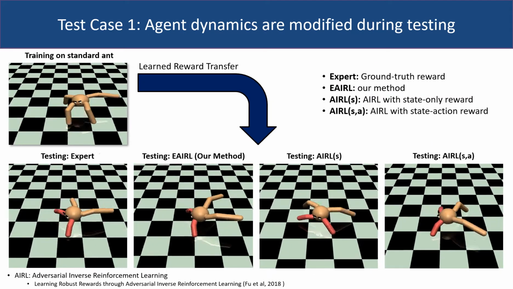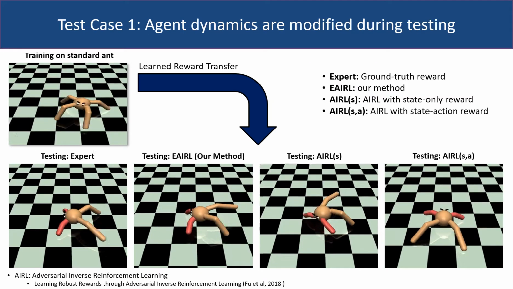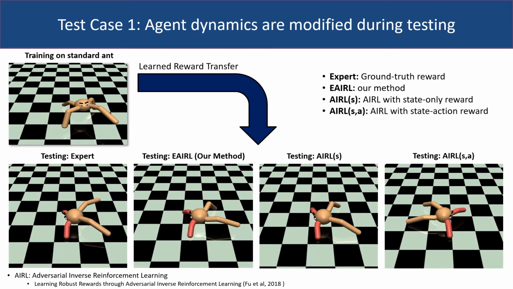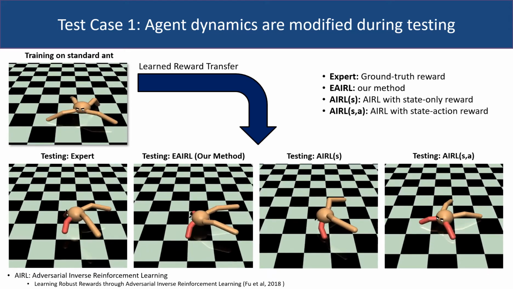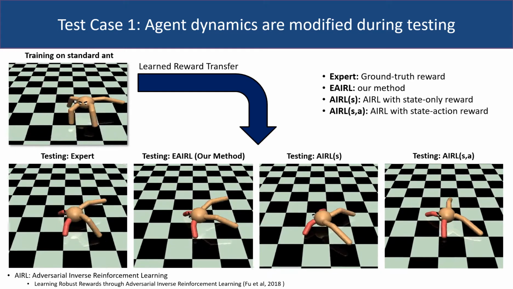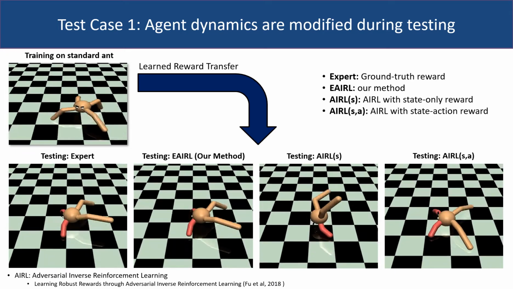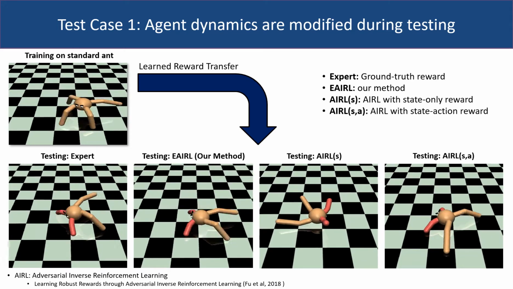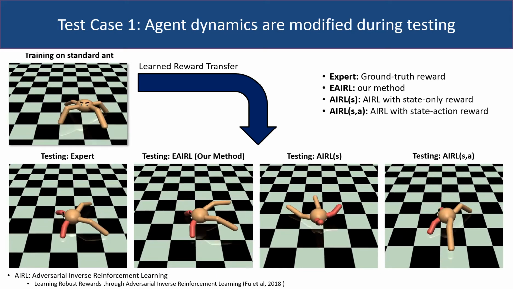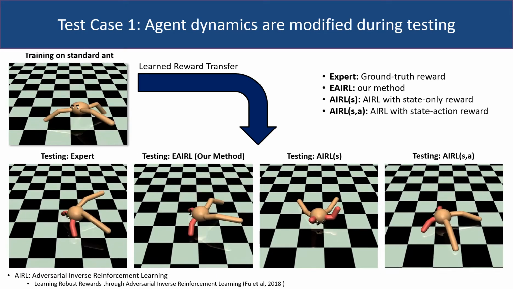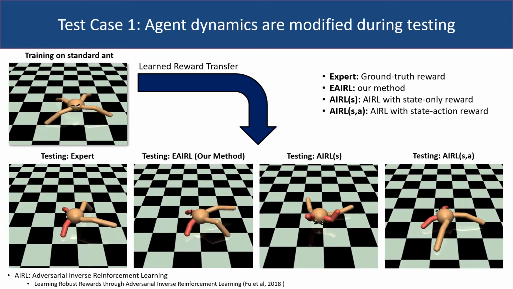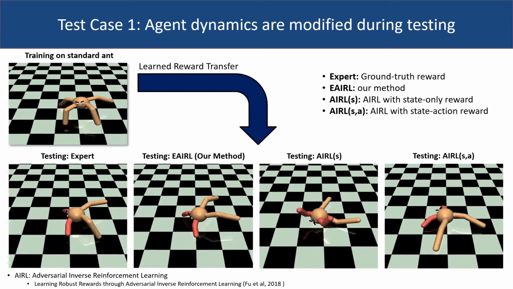Here we present the first transfer learning scenario where the agent dynamics were modified during testing. Note that unlike the four-legged ant, the disabled ant cannot move sideways. Hence, it must rotate to run forward. In this scenario, it can be seen that our method exhibits expert-like behavior, whereas other state-of-the-art methods fail to recover the ground truth reward function.